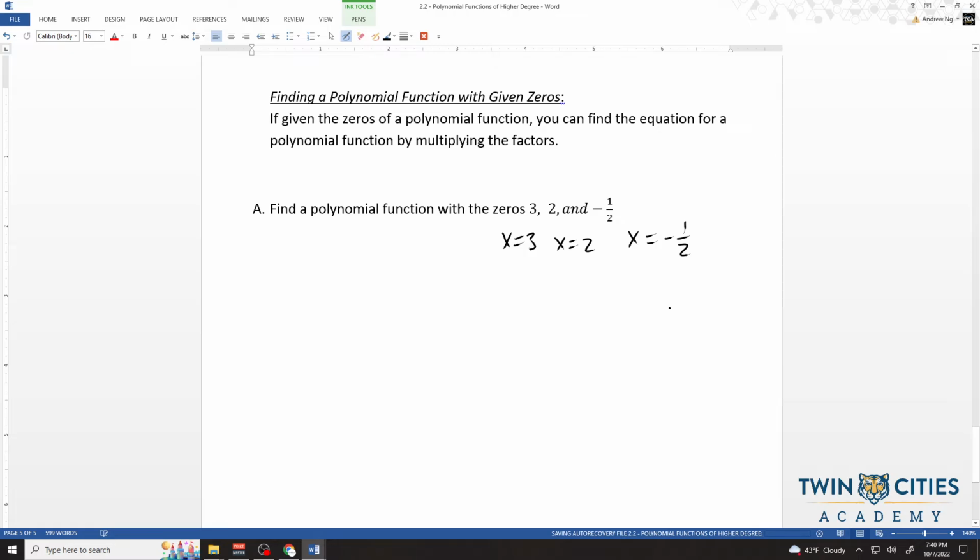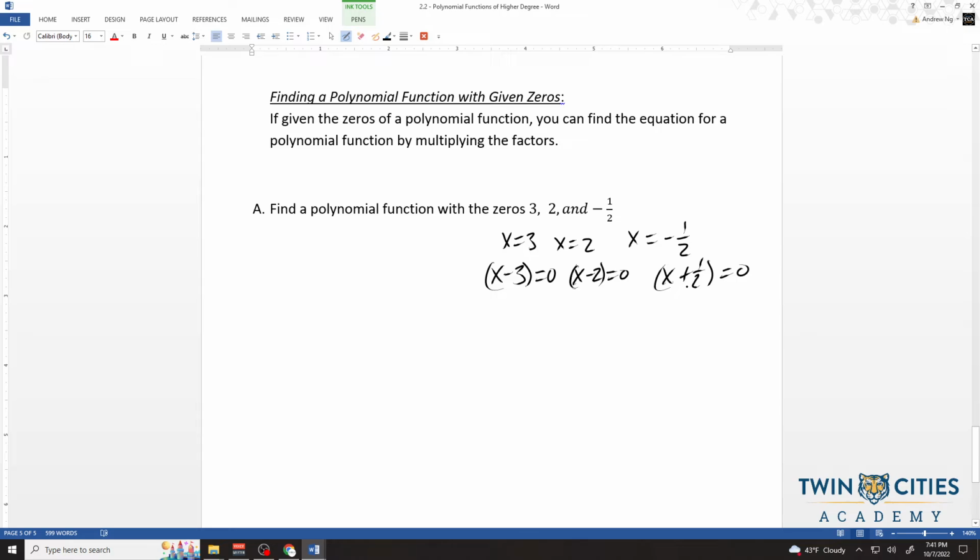That means that my zeros, setting it equal to 0, that means that x minus 3 equals 0. So this x minus 3 is a factor. X equals 2, so this means x minus 2 equals 0. So x minus 2 is a factor. X equals -1/2, so if I add 1/2 to both sides, x plus 1/2 would be equal to 0. So x plus 1/2 is a factor.